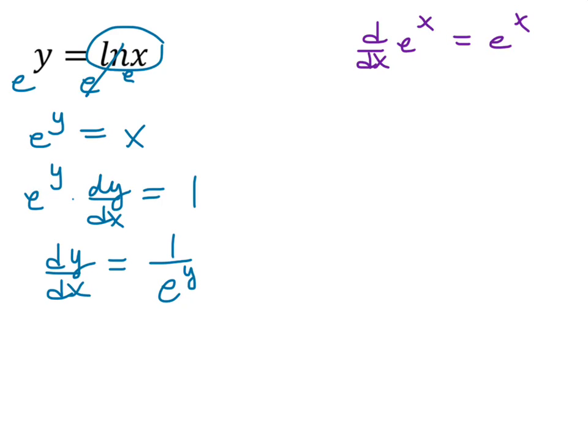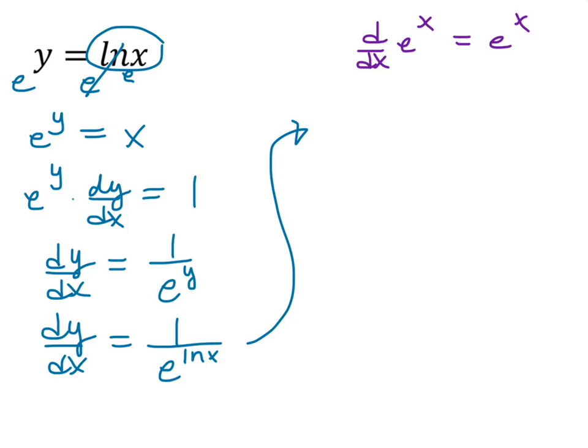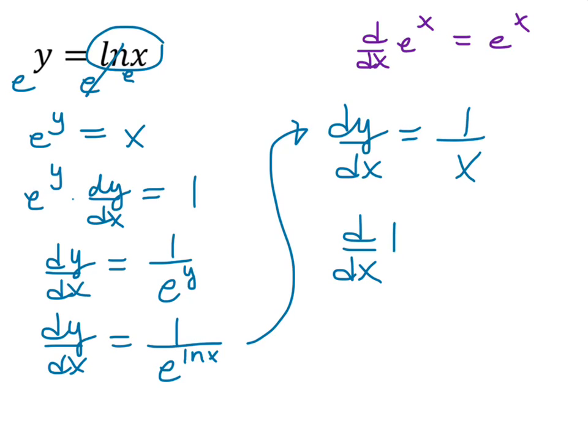Y equals natural log x. Dy dx equals 1 over e to the y, where we are replacing y with natural log of x, and e to the natural log of x is equal to x. So this derivative becomes dy dx equals 1 over x. E to the natural log of x becomes x. So we developed a formula here where the derivative with respect to x of the natural log x function equals 1 over x.